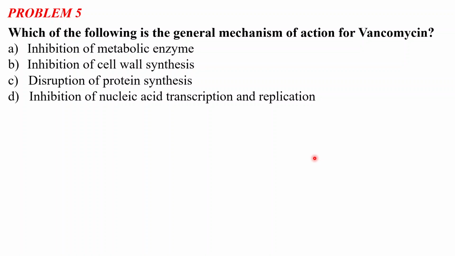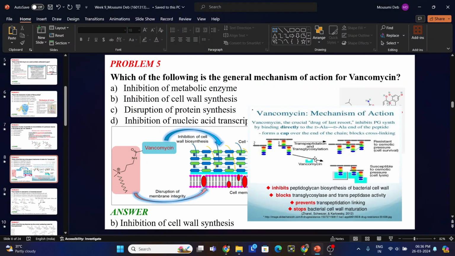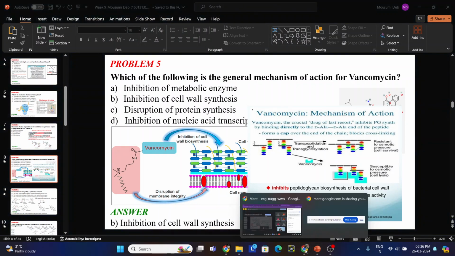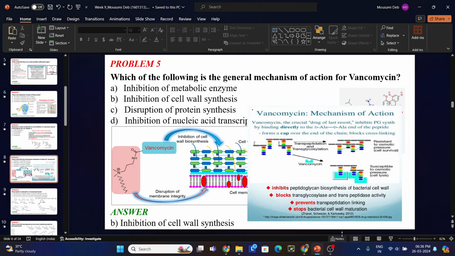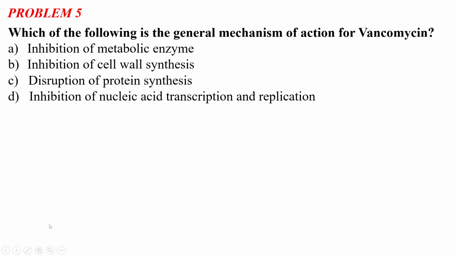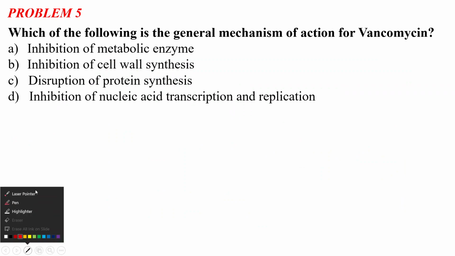Okay, let me check the chat box now. I have several answers: number C, number B, number B. So I have number B and number C as the answers. I will now show you the correct answer and we will discuss it.